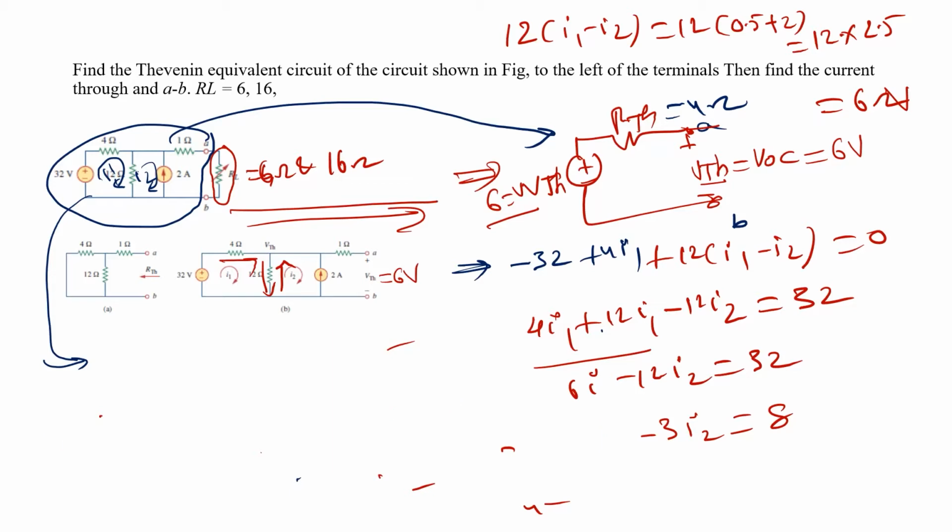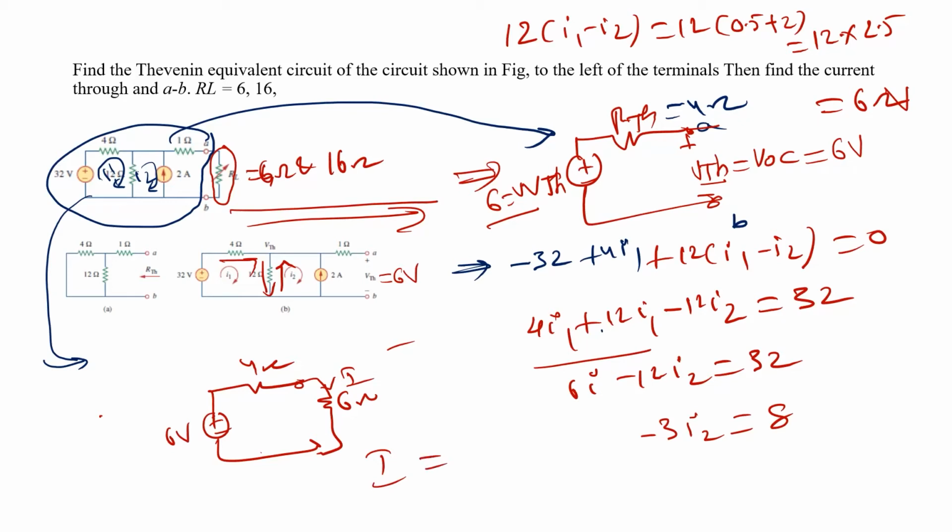the load current. So what do I do now? Now I am going to replace this. So you know that this is your voltage source, 6 volts, and this one is the 4 ohm. And you replace your resistance. The first resistance I am going to use is 6 ohm, and this is the I. So I is equal to V by R, so 6 by 10. This is 6 by 10 ampere.